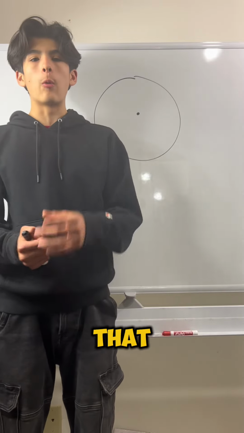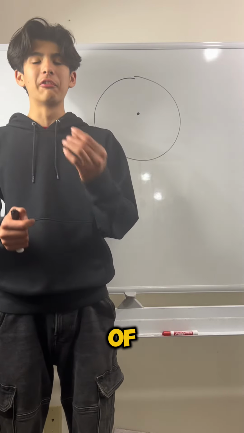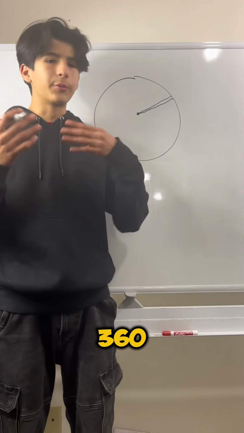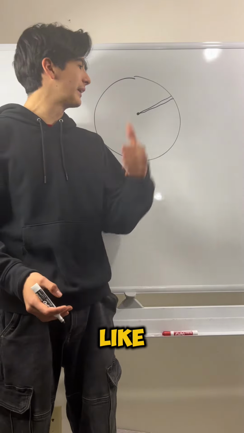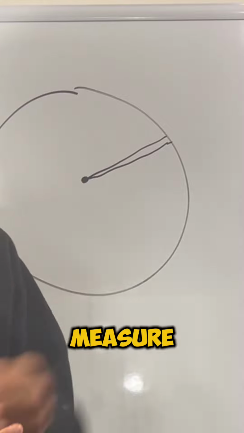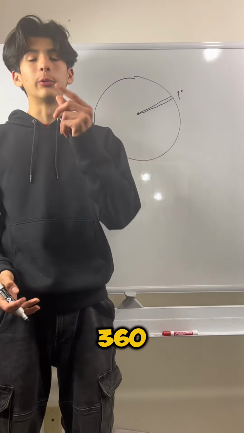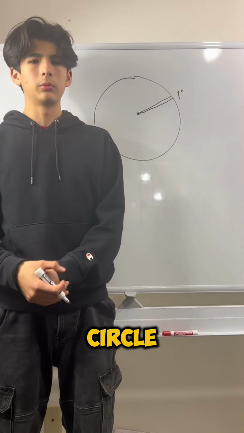So that means that 1 over 360 of a circle, essentially if a circle is split into 360 equal parts like this, then this would measure 1 degree, which means that there are 360 degrees in a circle.